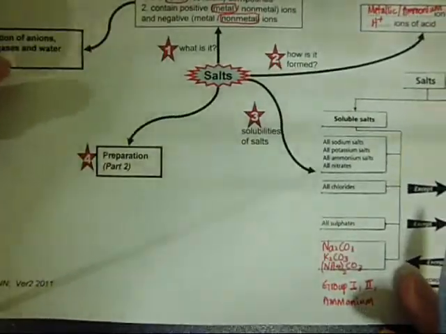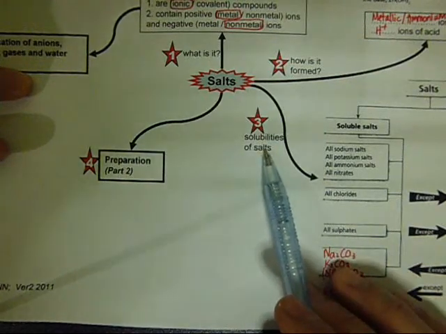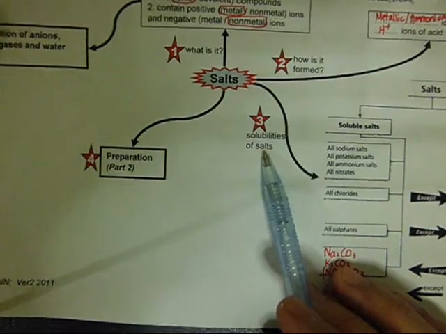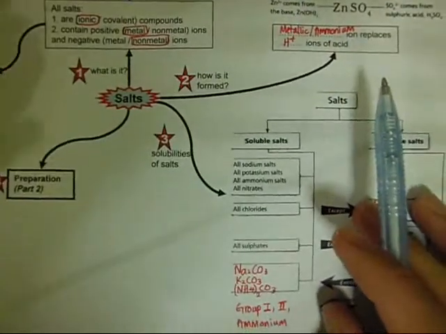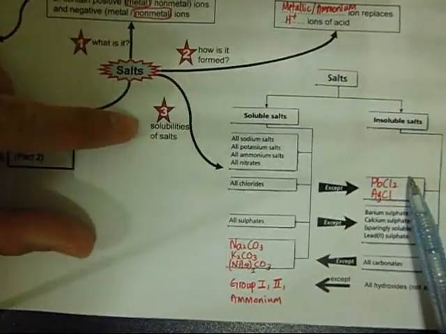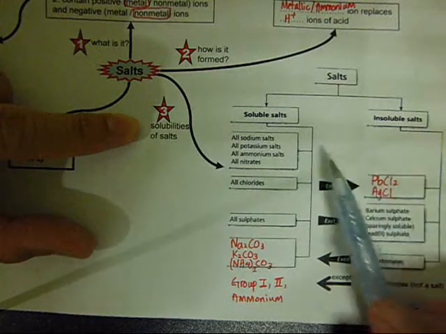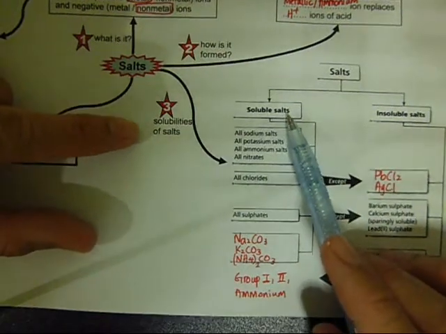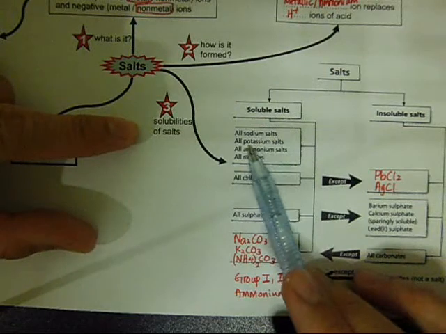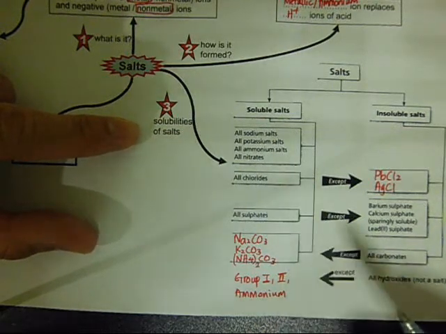The next thing we look at is the solubilities of salt. Some salts are soluble, some are not. This is called the solubility table. It is extremely important. It will tell you which kind of salt is soluble in water and which kind is not soluble in water. All the sodium salts, potassium salts, ammonium salts and nitrate salts are soluble.